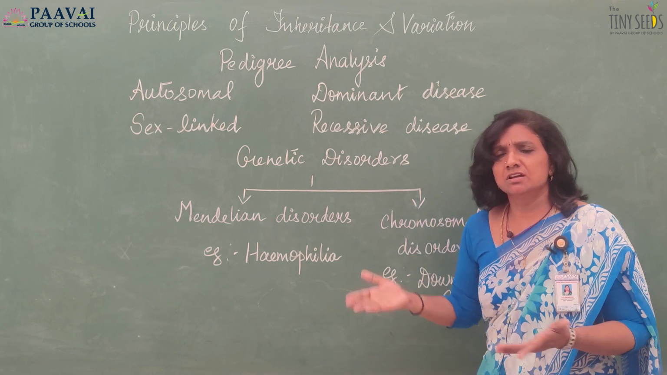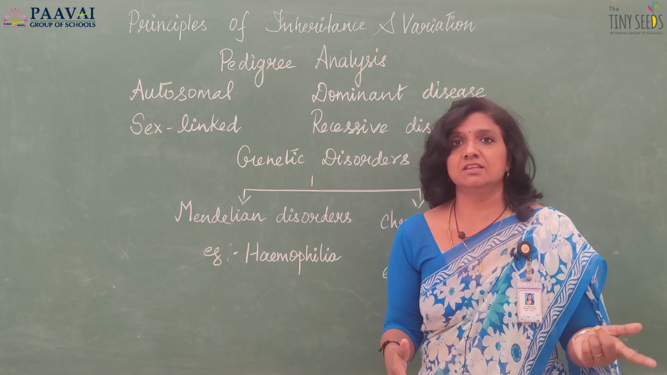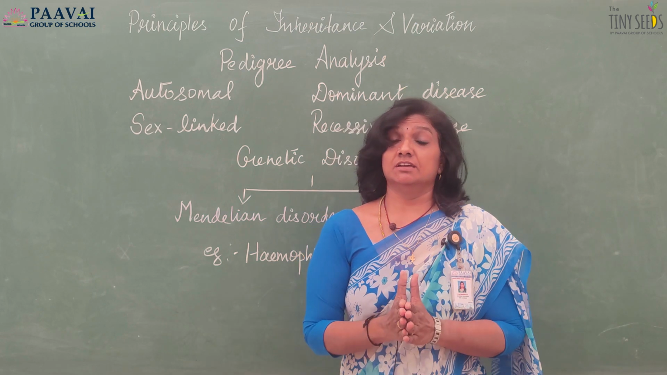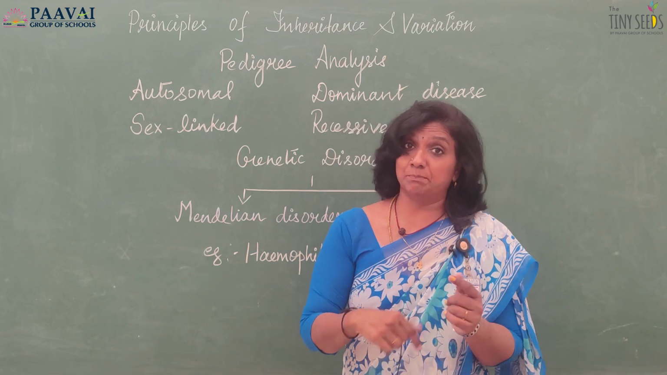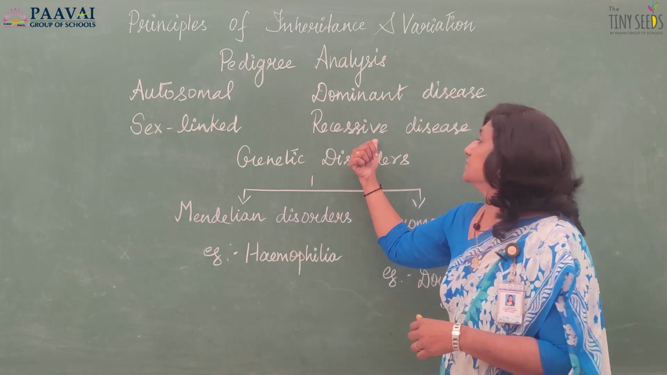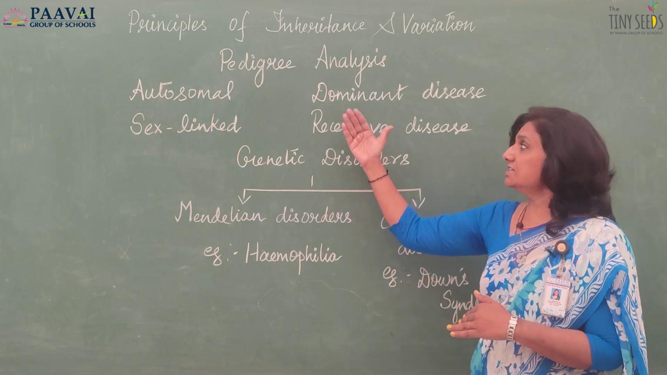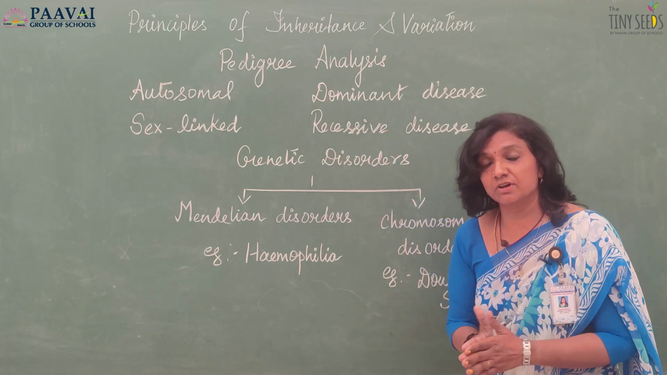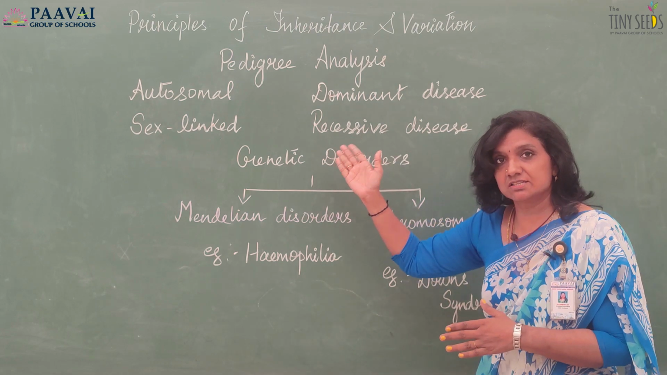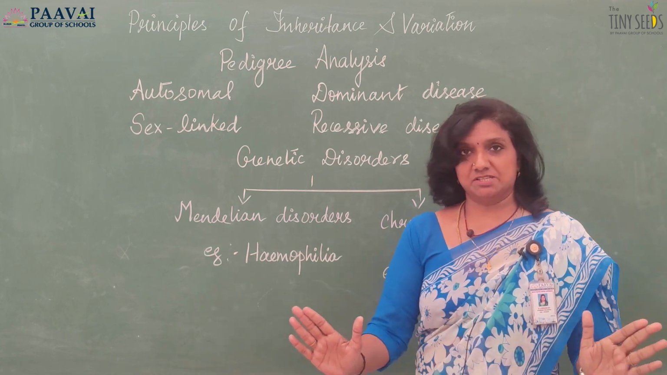Then what about recessive disease? If the parents are not affected and their children are affected, or suppose if the children are not affected and the parents are affected, then we can call that one as recessive disease. They will skip the generation. So these are the two types of diseases. One is dominant disease, another one is recessive disease. Fine. Now let's move on to the types.